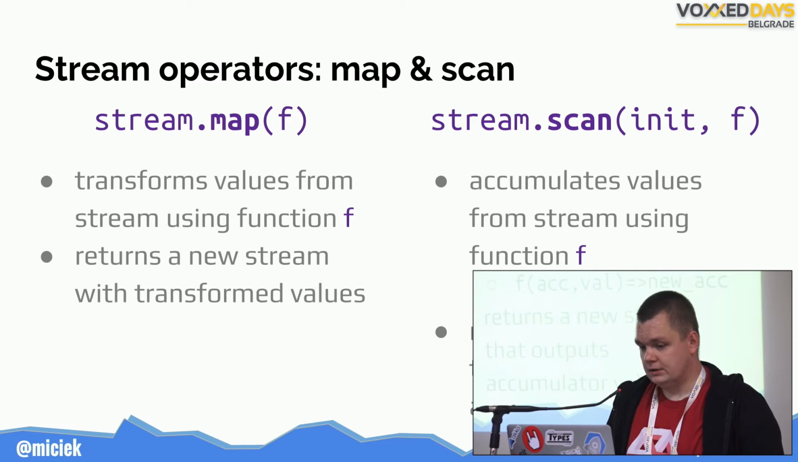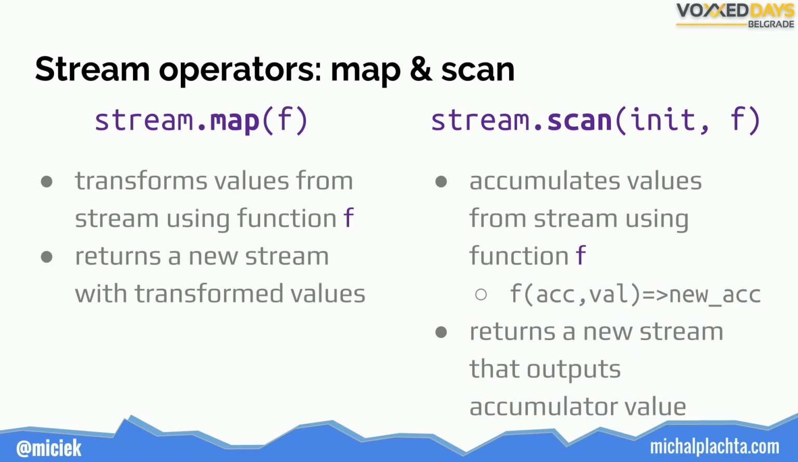Let's quickly sum up those two operators from the 6 that we'll introduce today. Map transforms values from the input stream using the function we provide, and scan accumulates values from the input stream using the function we provide. Every time the accumulator changes, it outputs on the generated stream.